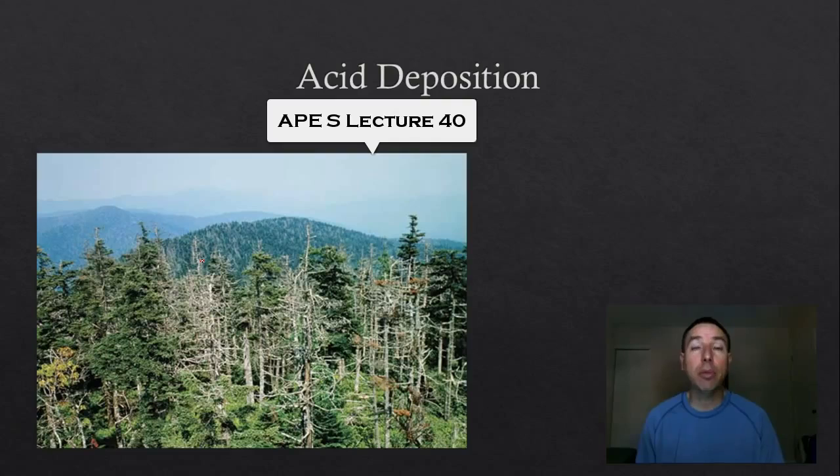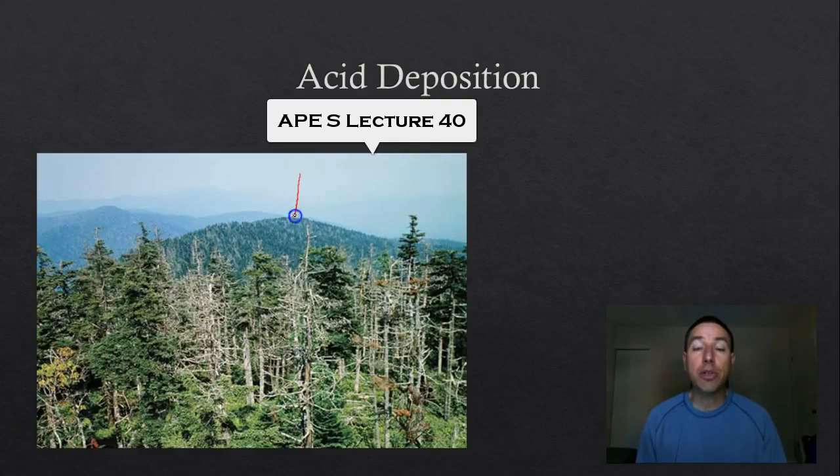We've been talking about air pollution, and one of the effects of air pollution is the deposition of both wet and dry acids. Normally we call this acid rain, but there can also be dry deposition as well, so it's not all acid rain.